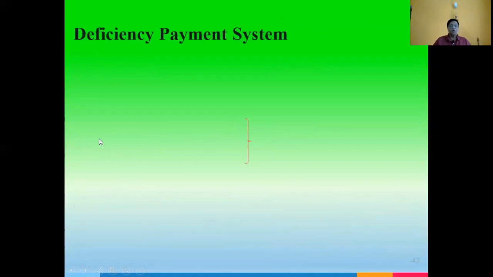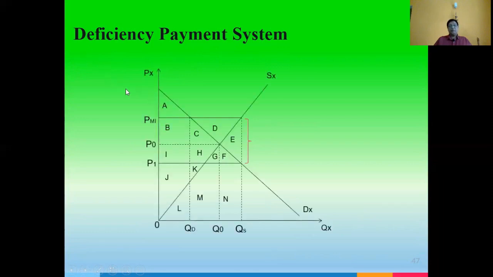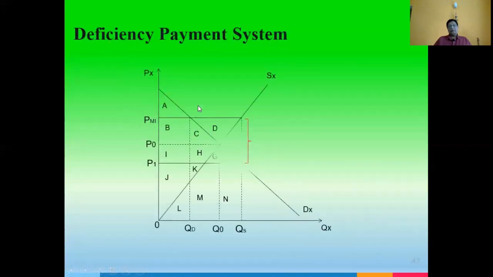Now, I would like to focus on the other system which can be used for the successful implementation of a minimum price. That is called the deficiency payment system. I would like to explain the economic implications of the deficiency payment system by using a diagram.